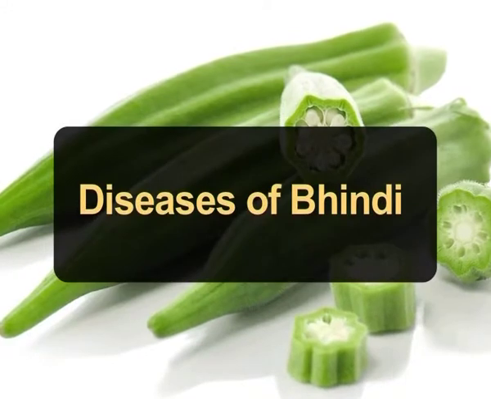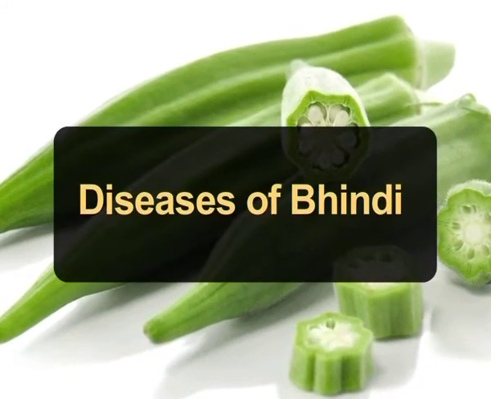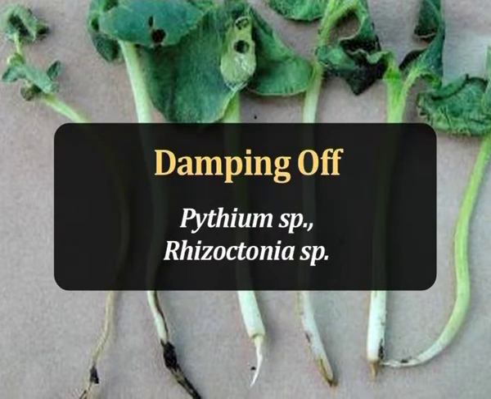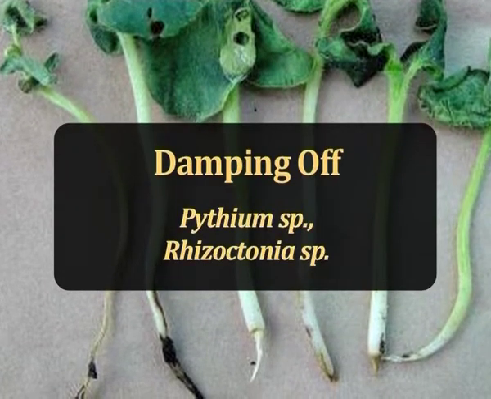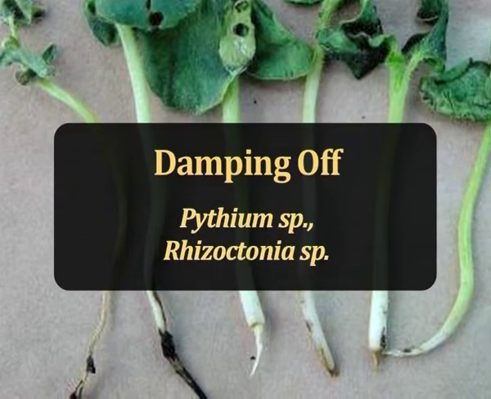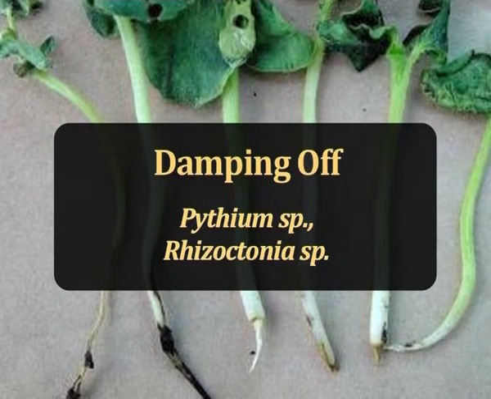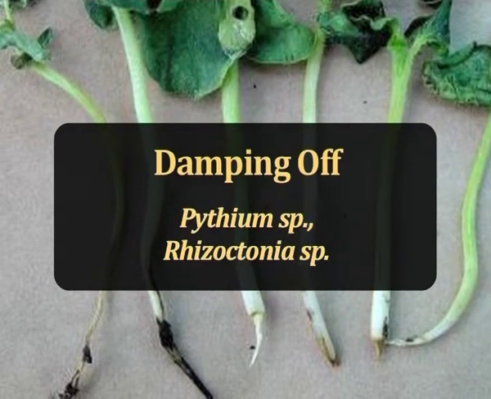Next, coming to the diseases of bhindi. First one is the damping off. It is caused by Pythium species and Rhizoctonia species. Now coming to the symptoms of the disease.